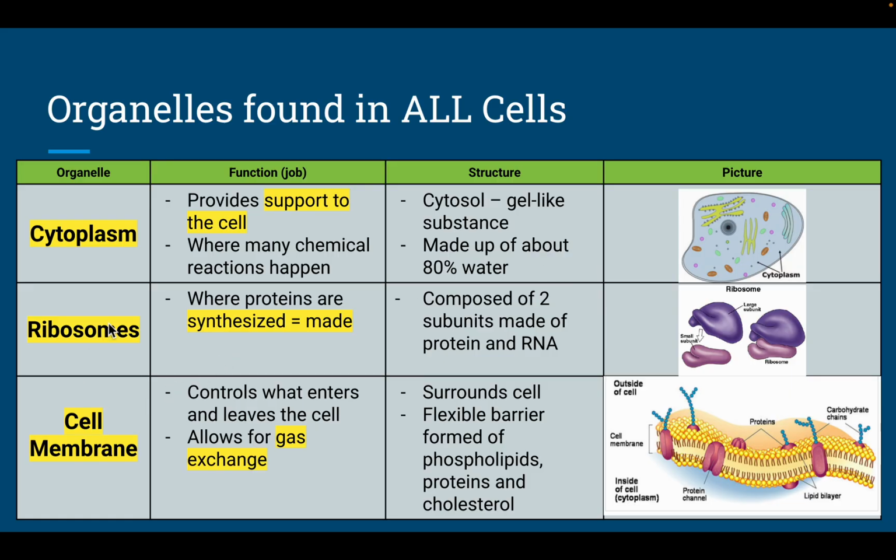Okay, the next organelle that we find in every single type of cell, if it's a human, if it's a bacteria, if it's a fish, like the fish swimming in the back of our room, all of those cells are going to have ribosomes in them. Ribosomes are where proteins are synthesized. Synthesized is the biology word for made. It's to make something. So that means that ribosomes are making proteins.